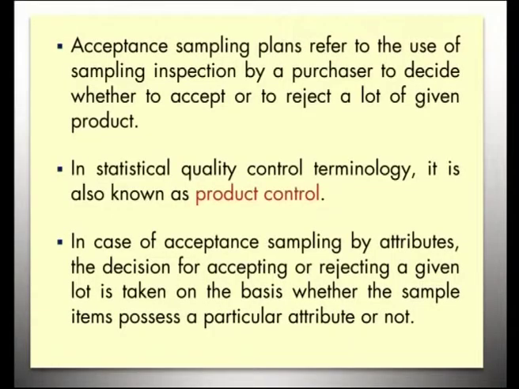So, acceptance sampling plan refers to the use of sampling inspection by a purchaser to decide whether to accept or reject a lot of a given product. In statistical quality control terminology, it is called product control.